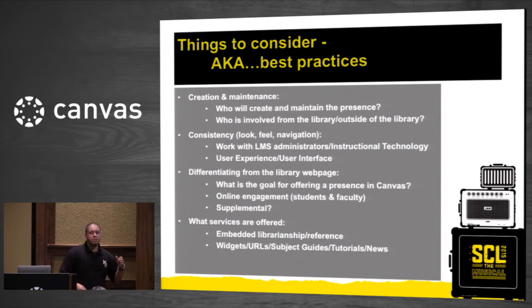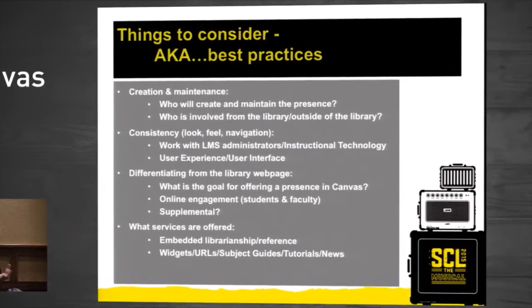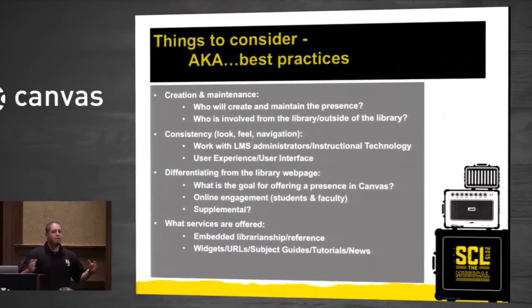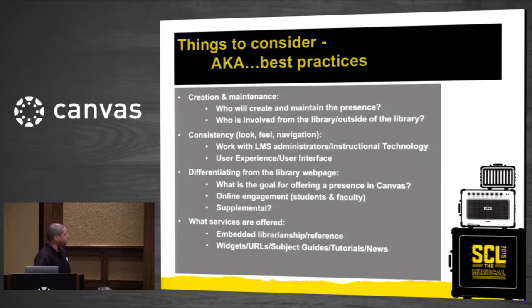And who's involved from the library outside? It's important to consult with maybe your subject liaison. So if you have subject liaisons who is a librarian for maybe the School of Nursing, School of Education, someone who works with social studies or social sciences, you may want to see what kind of content they access the most, what resources from the library they use, and get an idea of what kind of presence you want to have in Canvas.